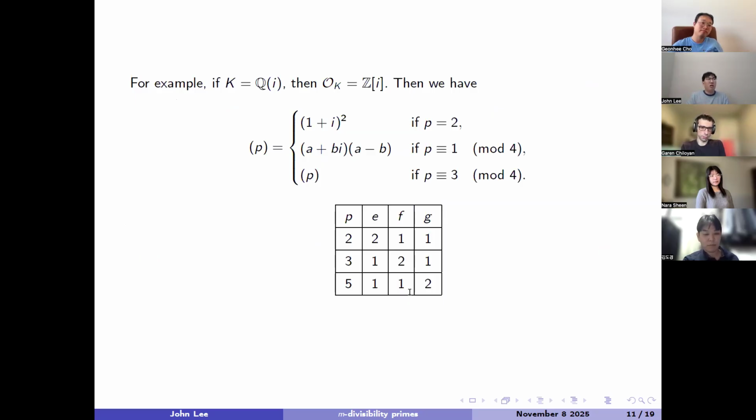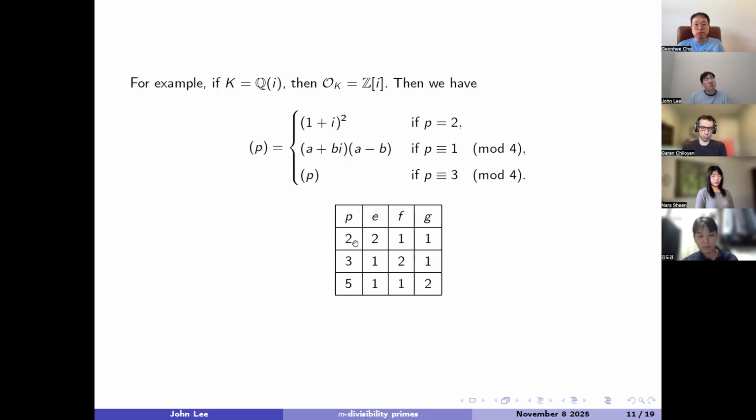So let K be Q(i), which is, of course, the easiest example that we can imagine. In this case, the ring of integers is known to be just the Gaussian integers, Z adjoin i. Then we have three possibilities: p ramifies, p splits, and p is inert. And how is it determined? It's simply determined by whether p is congruent to 1 or 3 mod 4, or maybe even. p equals 2 is the only even case.